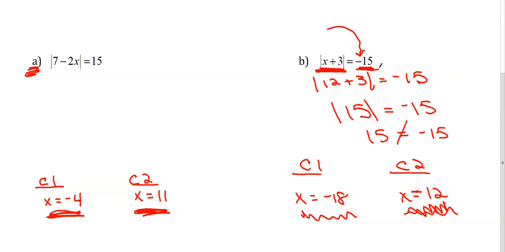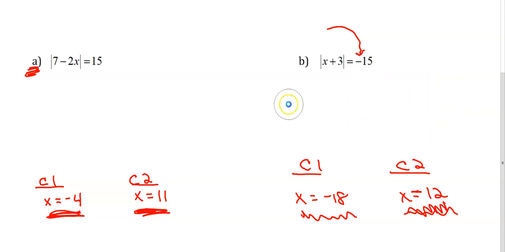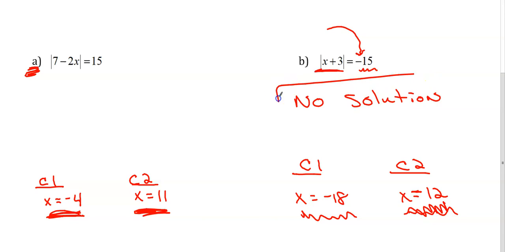So what's my answer then? And if I would have seen this from the get-go, absolute value equaling a negative, that is never going to happen. My answer is no solution. So it's one of those things you got to be thinking about and watch out for as you're going. If you're not thinking and you're just going through the motions, you can cause yourself some anxiety.